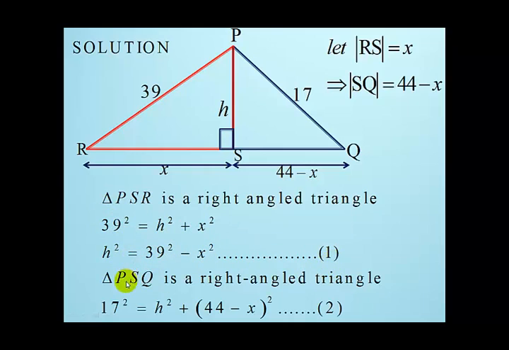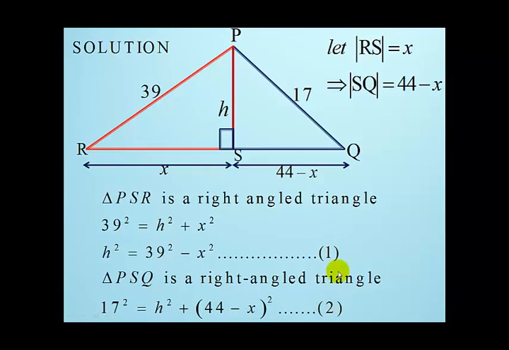Now, triangle PSQ is also a right angle triangle, and we know that the longest side is 17. From Pythagoras theorem, the square of the longest side is equal to the sum of the squares of the other two sides, and therefore 17 square is equal to h square plus 44 minus x all square. Let this be our equation 2.